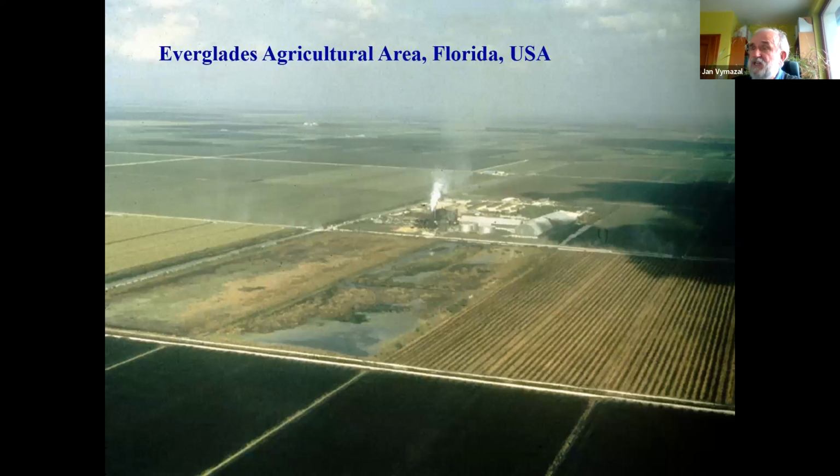This is the typical picture from South Florida. Those are former Everglades converted into sugarcane fields, causing a lot of eutrophication with increased phosphorus concentrations.